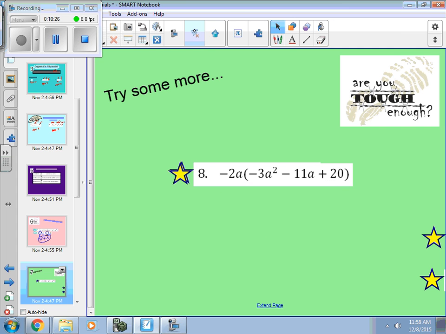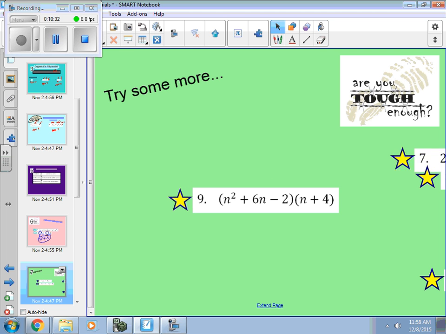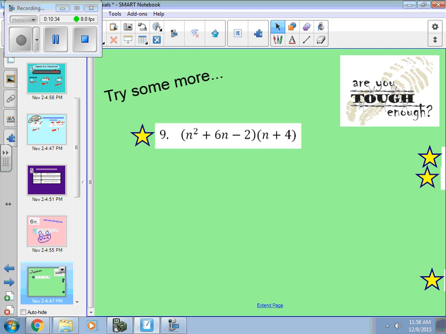All right, let's get number 9. Another multiplying one. This one they want us to multiply out here. Now this one's a little bit harder because now we got 3 terms in the first parentheses, 2 terms in the next one. We got to make sure we distribute everything here. So let's start with this first n squared. We're going to have to multiply that to both things over here.